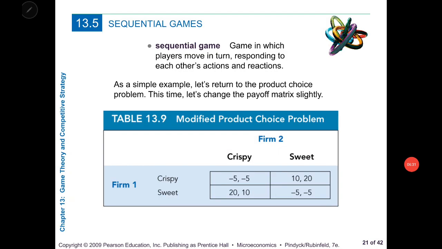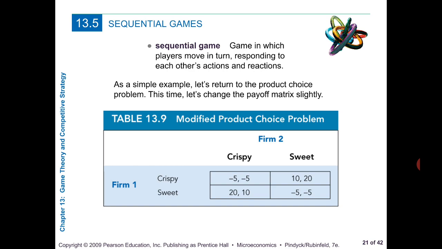Now a sequential game means one company or one firm is able to move first before the competitor, either by production, by commitment, by announcement, by advertising. So they show that they are able to deliver something first before the other company. So this is what we call a sequential game.